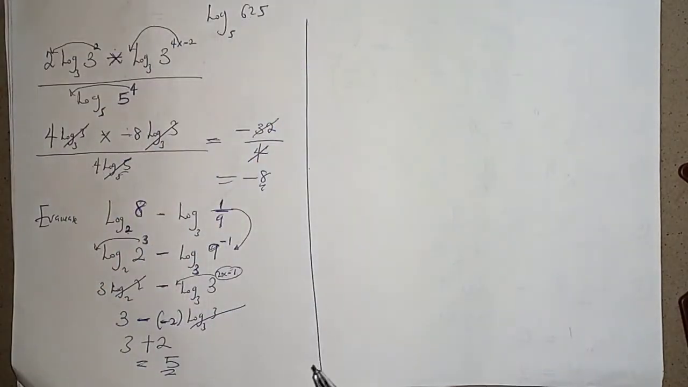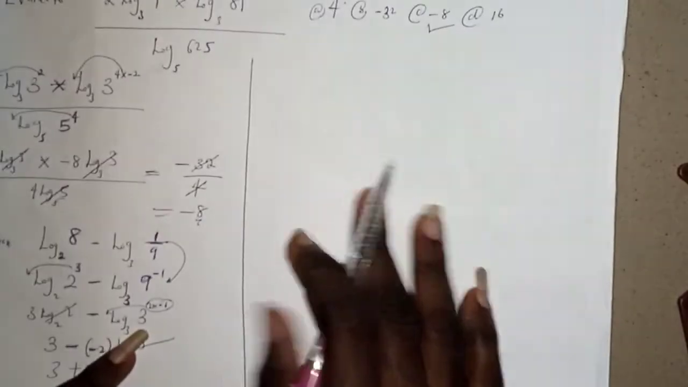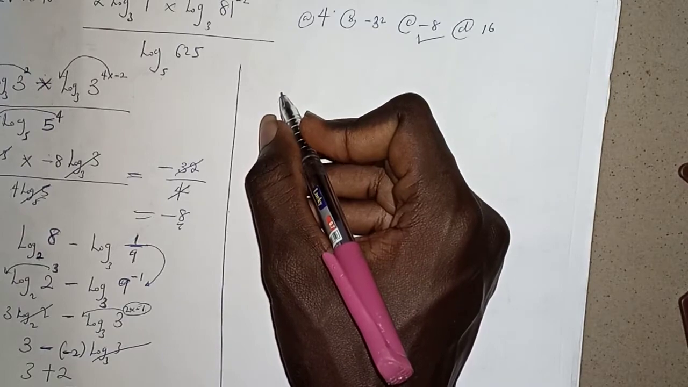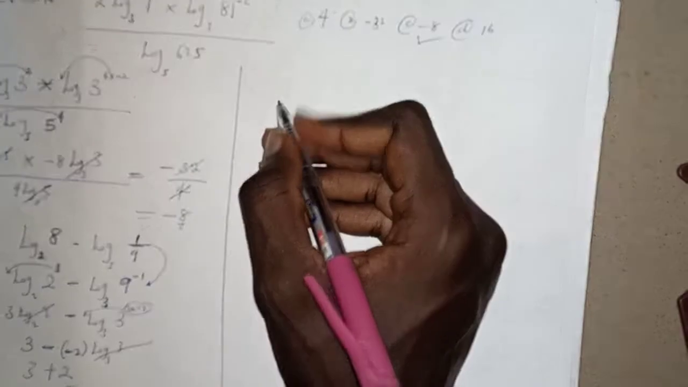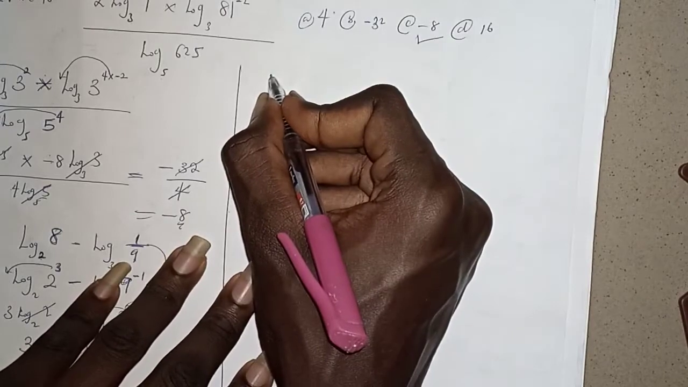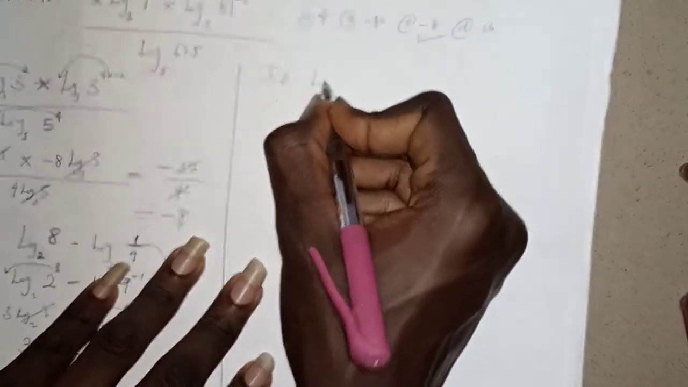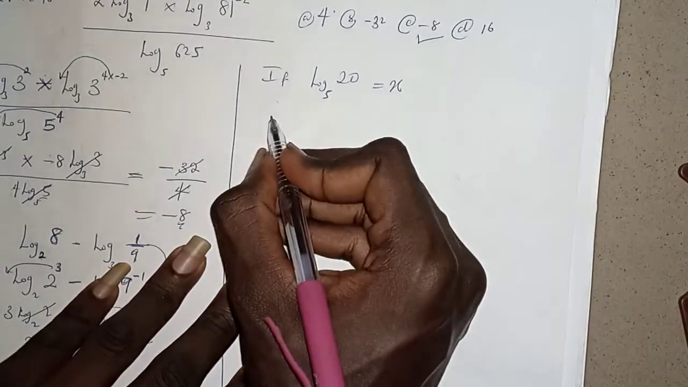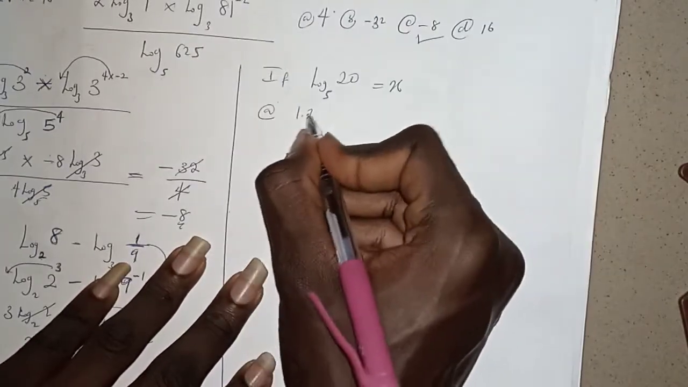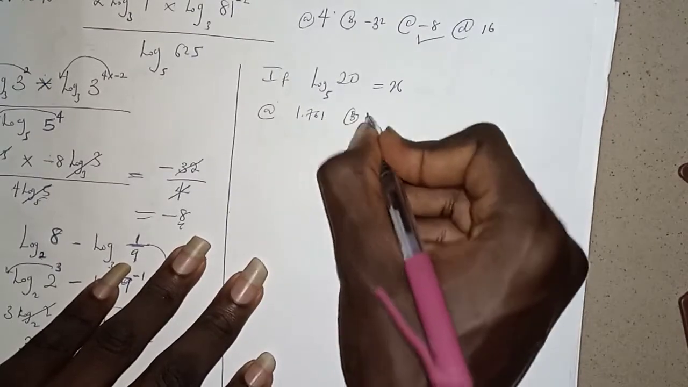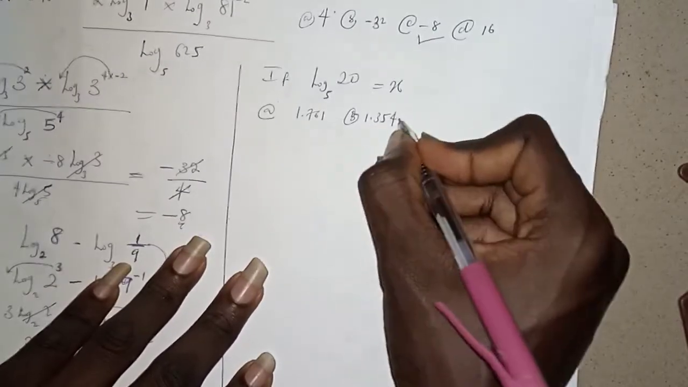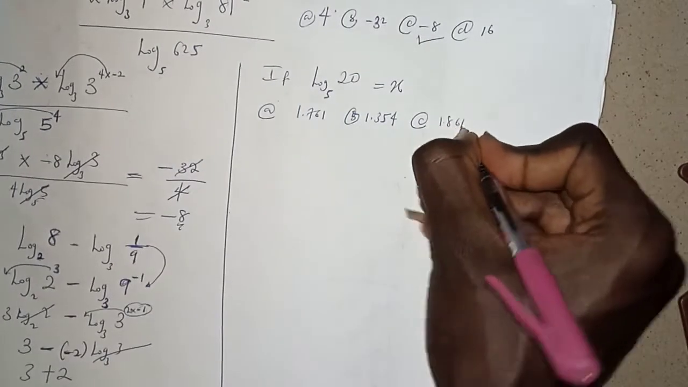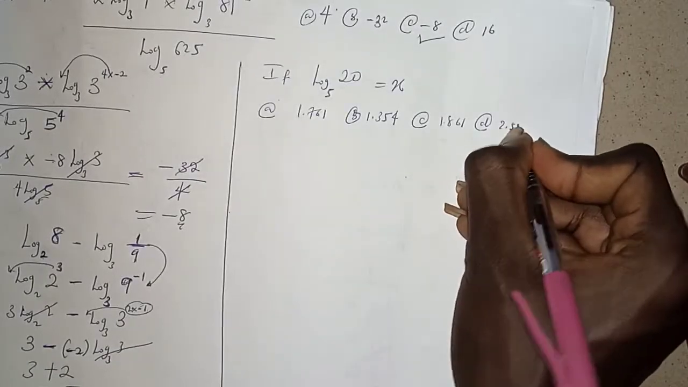So let me try to pick some real question from post-UTME. Let me check for one. So I've seen one from here. Now just look at this question. If log 20 to base 5 is equals to x, find x. And the options are given. The options are A 1.761, B 1.354, and then C I have 1.861, and D I have 2.549.